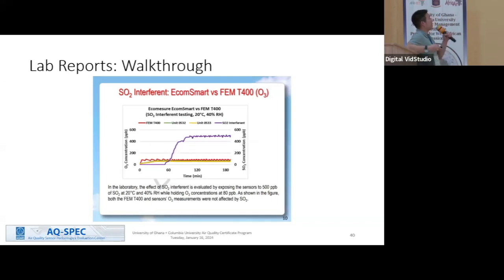And then here's an example where the ozone sensor is not sensitive to SO2. We typically don't expect it to be sensitive to SO2. Again, you see the red is our reference ozone monitor, and then the green and the yellow are our sensors, which also stay in good agreement with the ozone reference monitor. And then we inject the purple, we inject SO2, but the sensors still stay flat. So they're not being affected by the injection of SO2 into the chamber.